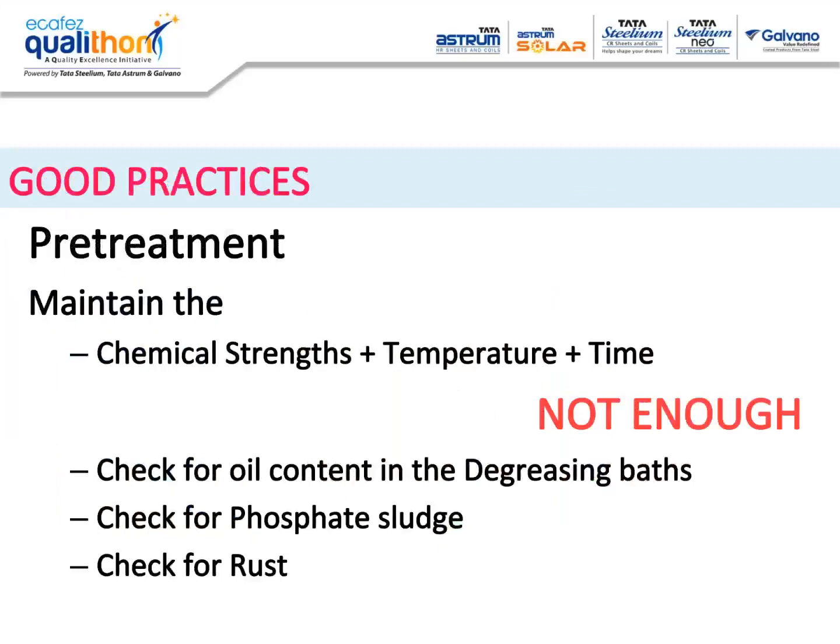Now, good pre-treatment: maintain the chemical strain, temperature and time. Is it enough? So according to me, it's not enough. You need to check for oil content in the degreasing baths. Then you have to check for phosphate sludge and check for rust. These can be visual rust, visual test.